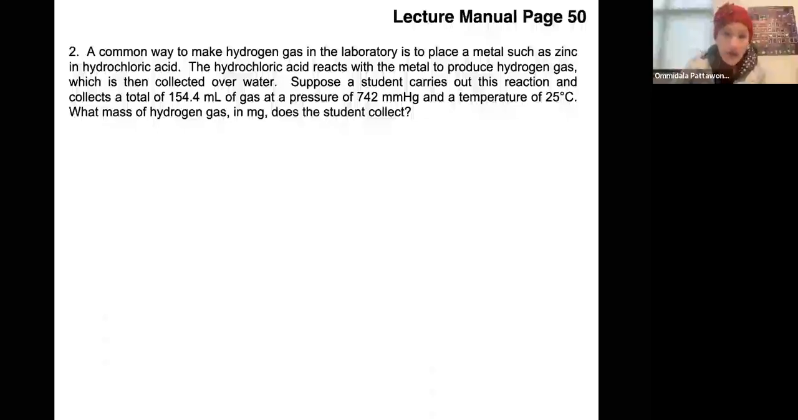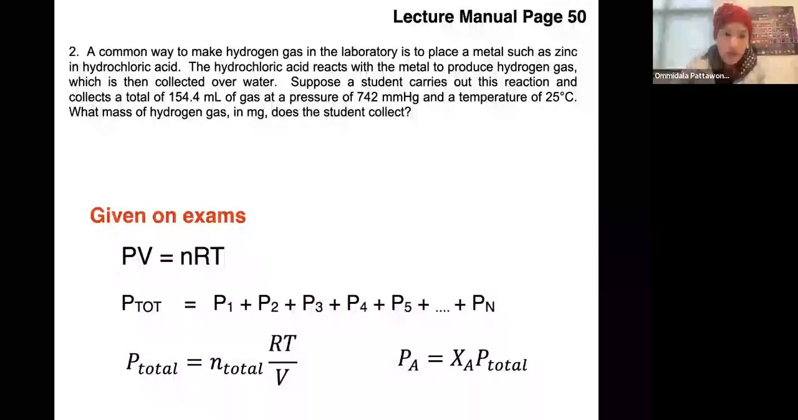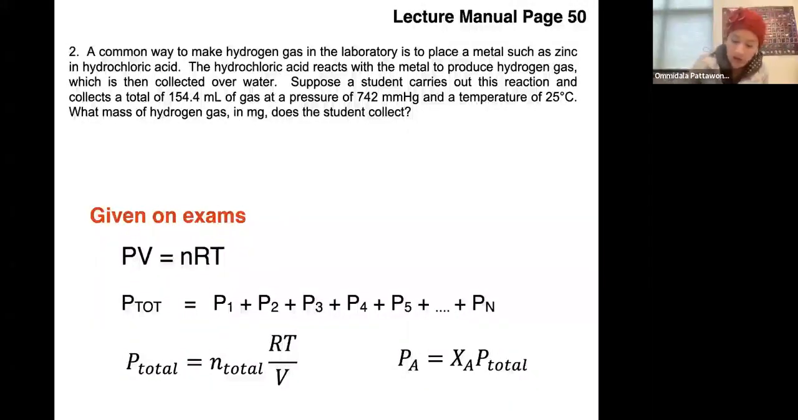Next, example 2, I would like you to do this on your own. I would like you to think about what equation you should use. And if you need to use the partial pressure of water, go back to page 49 to look at the table of the partial pressure of water. So let's pause the video now and complete this, and resume the video when you finish. All right, let's check your work together.